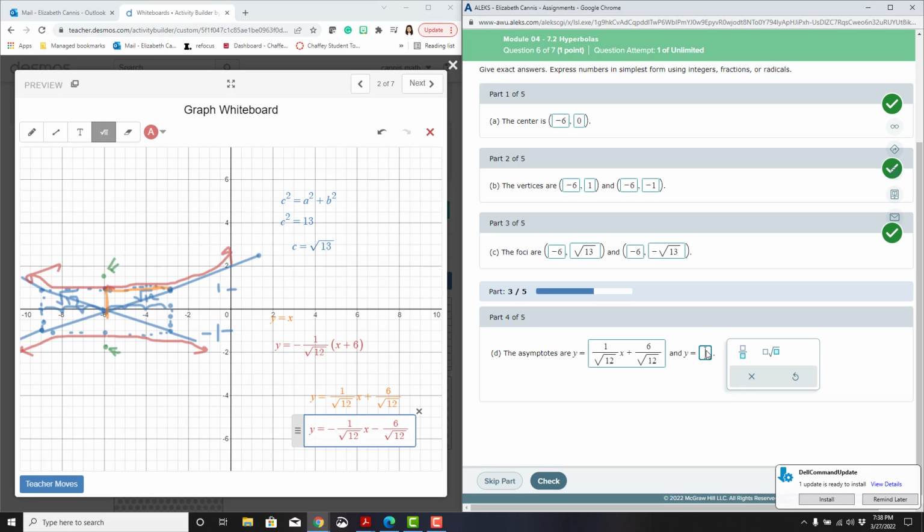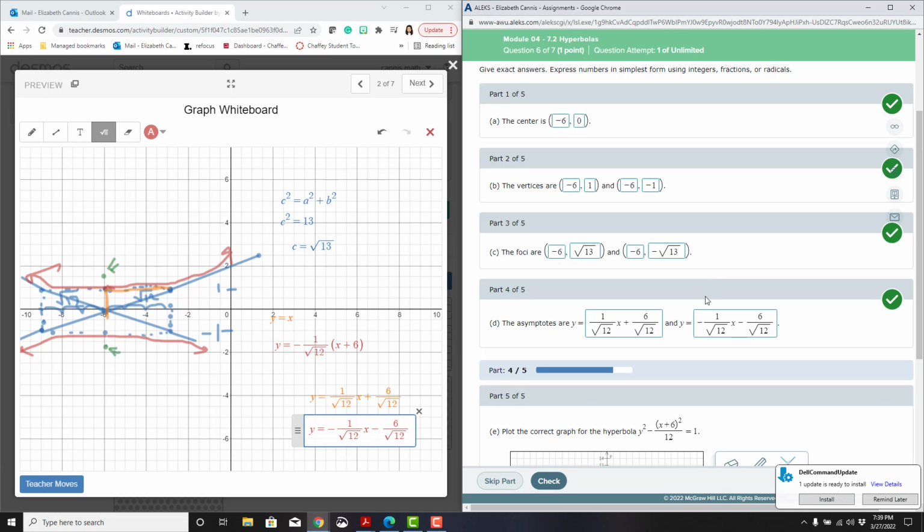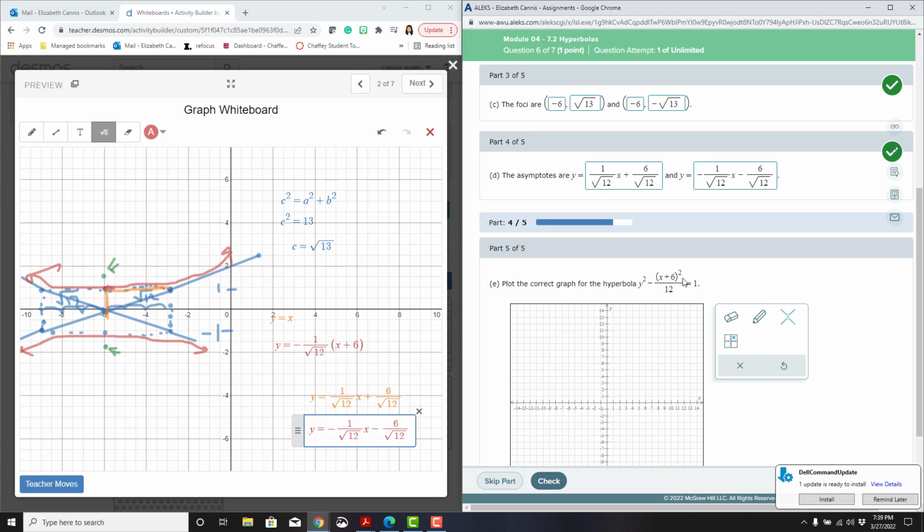Okay, so let's put that in here. It's just negative 1 over the square root, oops, I don't like to type that, so I'll just use that symbol there. And then x minus 6 over that square root of 12. Again, don't approximate, just put it in as is. And when I check that, it worked perfectly.